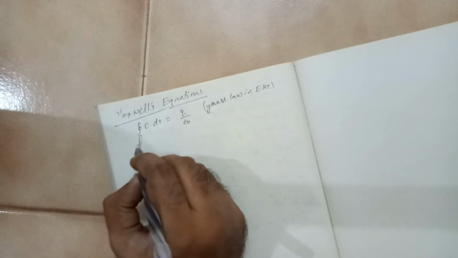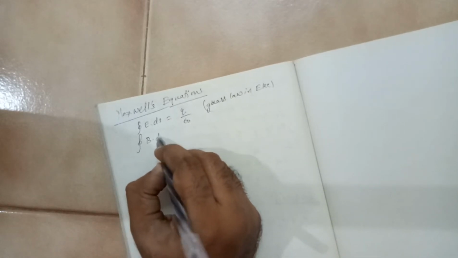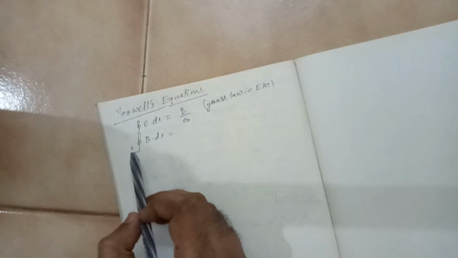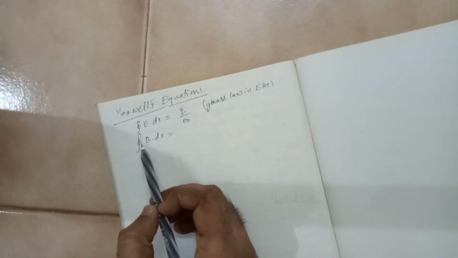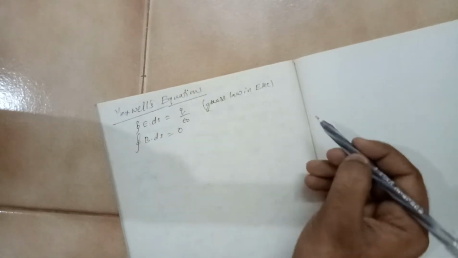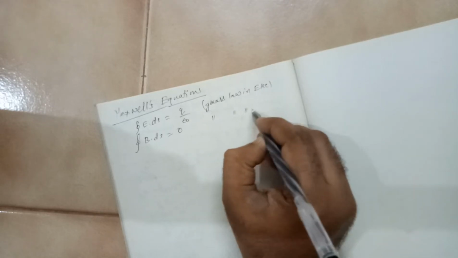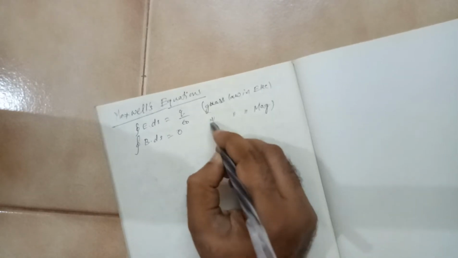The second, the counterpart of this law in magnetism: integration over a closed surface, B dot ds is equal to 0. This is Gauss law in magnetism.